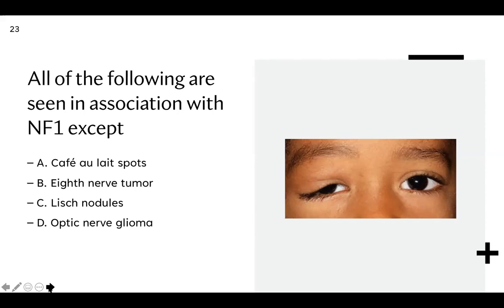Which of these features is not seen in type 1 NF? And the poll is locked. The correct answer is eighth nerve or vestibulocochlear nerve tumor. And most of the audience, fortunately, has marked that right. Let's move ahead.